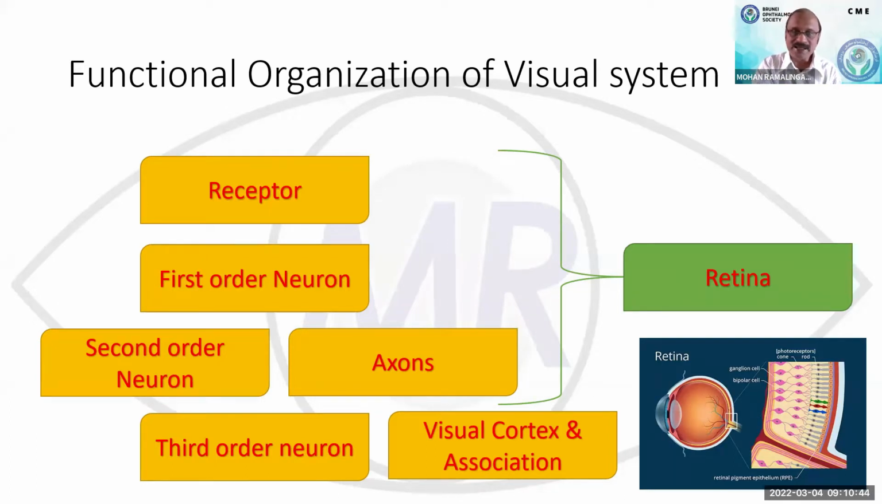Like any other sensation, the organization of the visual system involves the receptor, the first order neuron, the second order neuron, and the third order neuron. The first order neurons and the second order neurons of the visual sensory system lie within the retina. And of course, the axons of the second order neuron travel inside the brain. The third order neuron starts from the LGB to the higher cortical centers.